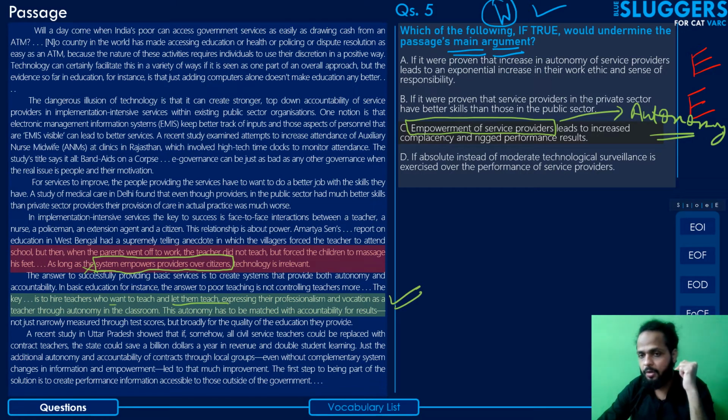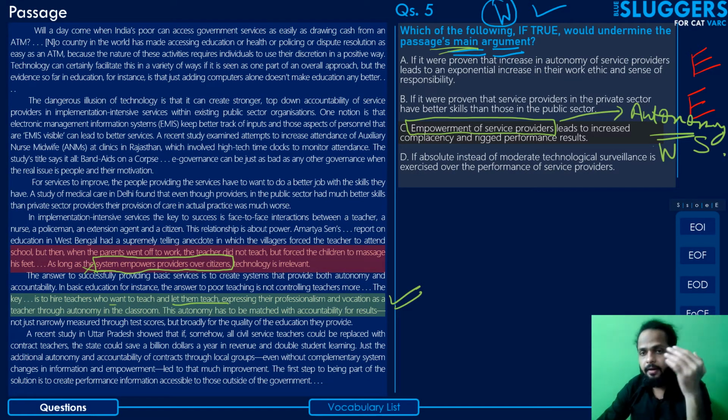But what does the option say? Empowerment of service providers, that is, this autonomy, leads to increased complacency and rigged performance results. That means autonomy is actually turning out to be detrimental here, right? And hence that is definitely something that will weaken the passage's main argument. Autonomy is part of the passage's main argument and hence it will weaken it. So this can be the answer, capital S.